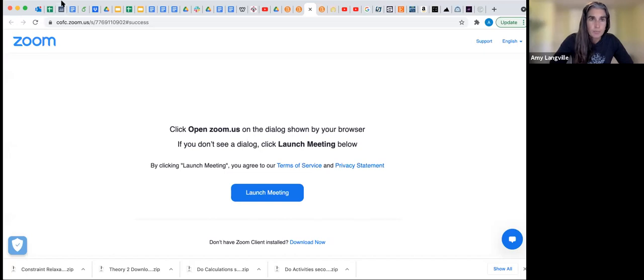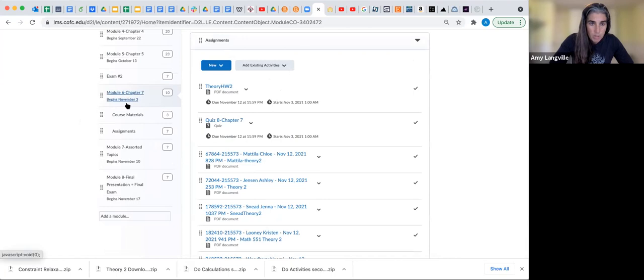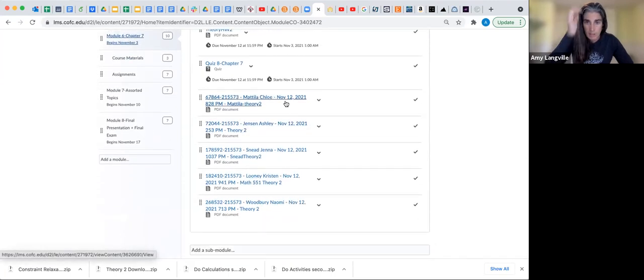Okay, and then let's check out theory 2. So we'll go to your Oaks page. I put this back in module 6 because that's where you had the theory 2, and then I dumped a few. So I liked Chloe, Ashley, Jenna, Kristen, and Naomi's, and for different reasons.